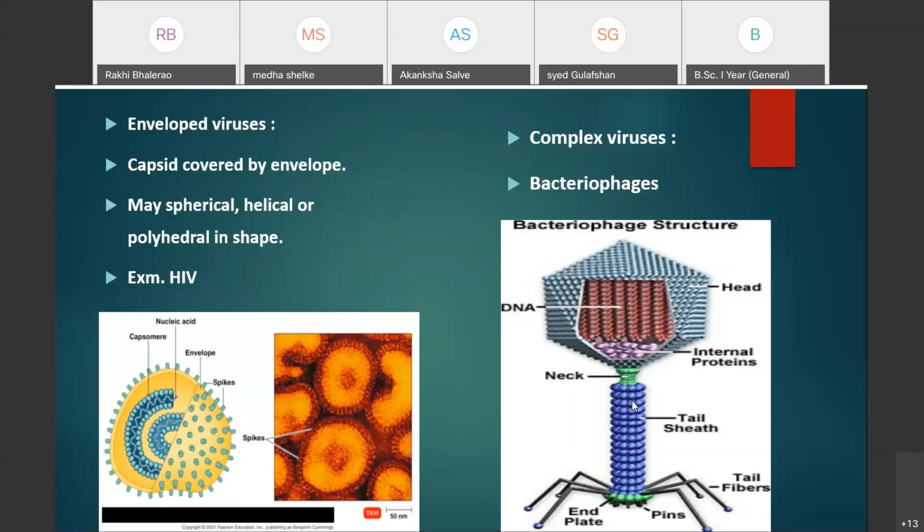Again, the tail region is well protected by the protein coat. At the end of the tail sheath there is a tail plate, which in this photograph is mentioned as the end plate. At the tail plate there are small pin-like structures called tail fibers. The function of the tail plate or end plate and the tail fibers is to attach the virus to the bacterial cell. With their help, the virus attaches itself to the bacterial cell.